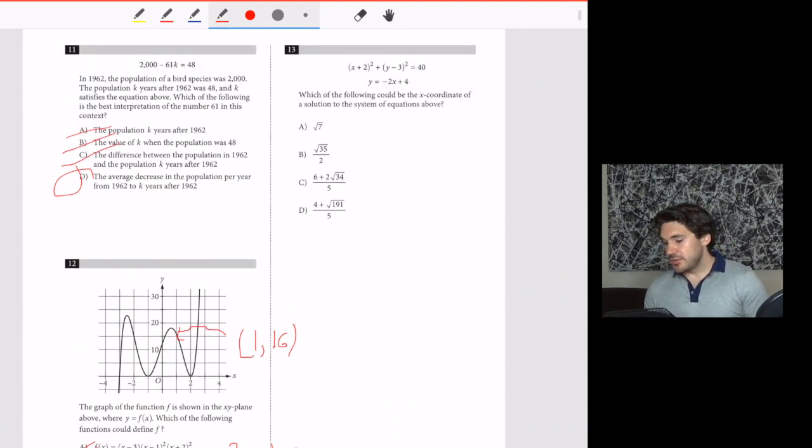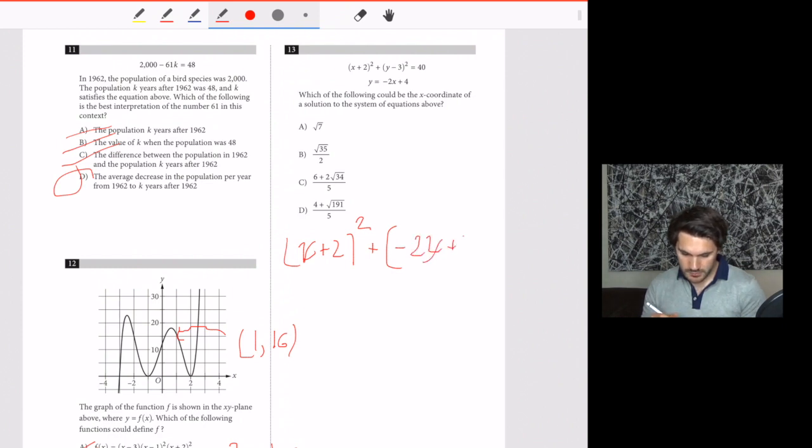Number 13, which of the following could be the x-coordinate of the solution to the system of equations above? Okay, well again, two equations, two variables, right? So let's plug y into the equation above. So we've got x plus 2 squared, plus, if we plug in negative 2x plus 4 for y, we're going to get negative 2x plus 4 minus 3, so negative 2x plus 1 squared equals 40.